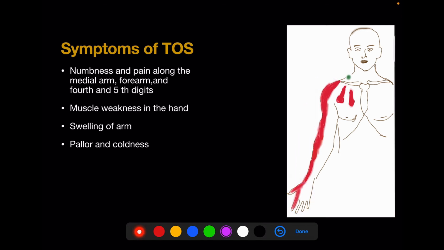Now the third symptom of thoracic outlet syndrome is swelling of the arm. The reason behind it is the involvement of the subclavian vein, which decreases venous return to the heart, and that causes swelling of the arm. Swelling happens here in this region, or you might see swelling here or here.